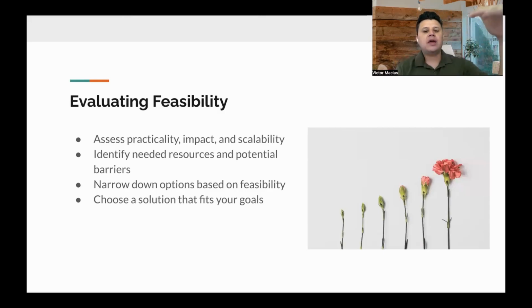Once you go through them, you say, okay, how practical is this? What kind of impact can this scale? What resources do I need? You're going to find yourself eliminating some of those ideas, right? Then you're going to narrow down those options based on feasibility. And then we're going to choose a solution that fits your goals. And we're going to talk about how to choose and which one to choose. But you need to go through this process first.